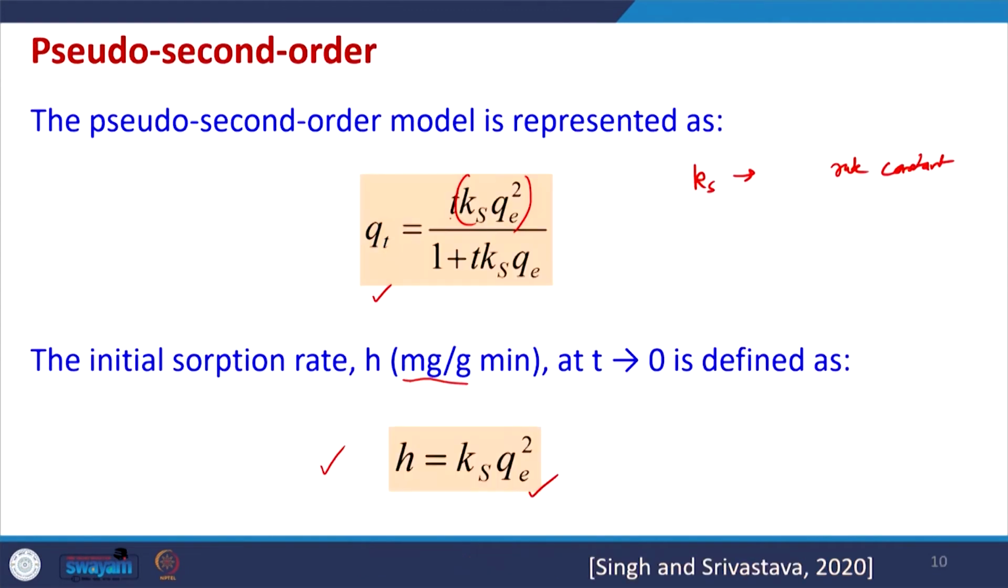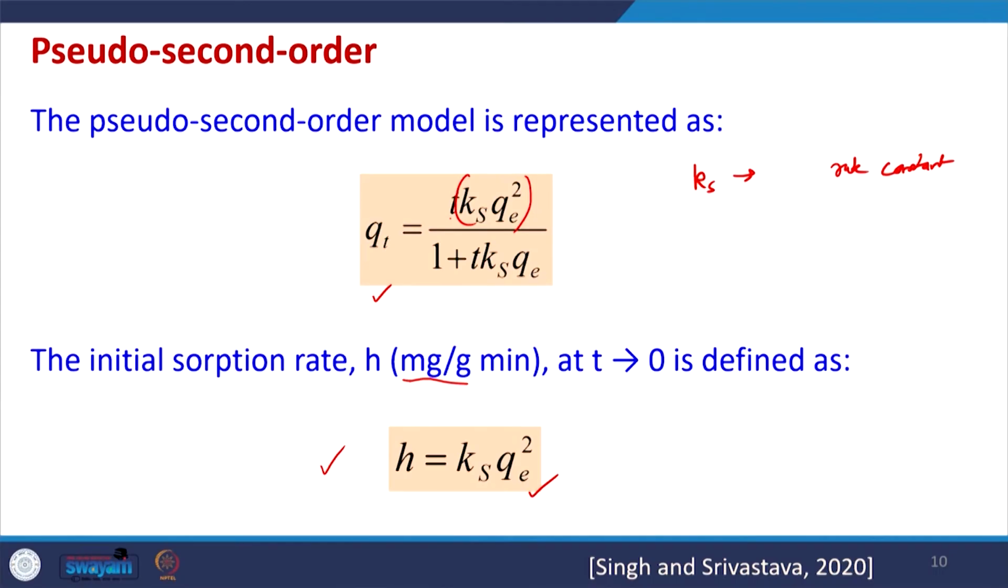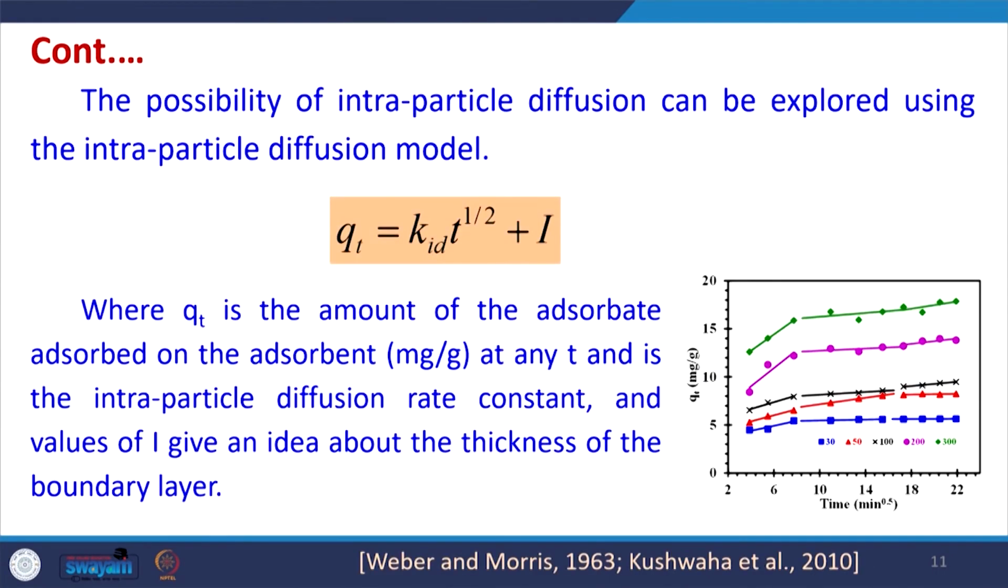Now in addition to this pseudo first order and pseudo second order, we can have a number of other equations also. We can generally fit a polynomial equation for representing the data if the fit is not correct. So these two models can be used. In addition, the possibility of intra-particle diffusion can be explored using the intra-particle diffusion model, which is given by this, and it is also called the Weber-Morris model. Remember the Weber-Morris model, and its original paper is given in the reference section.